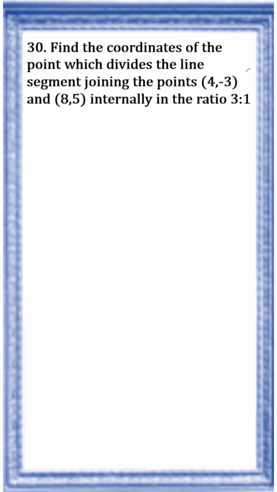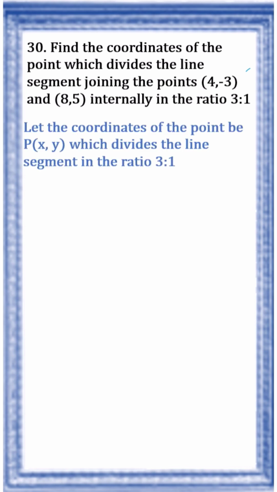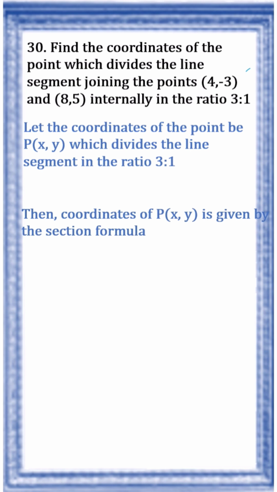Now the 30th question. The question is taken from the chapter Coordinate Geometry. Find the coordinates of the point which divides the line segment joining the points (4, -3) and (8, 5) internally in the ratio 3 is to 1. Let the coordinates of the point be P(x, y) which divides the line segment in the ratio 3 is to 1. Then the coordinates of P(x, y) are given by the section formula.